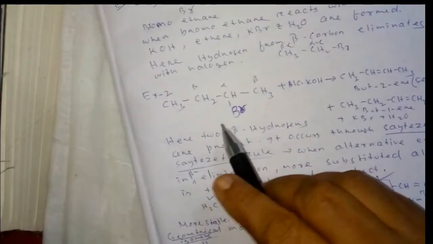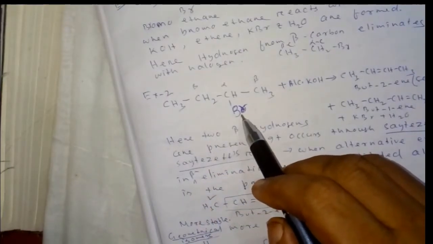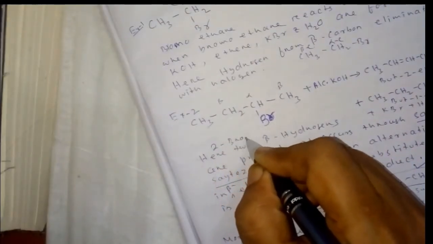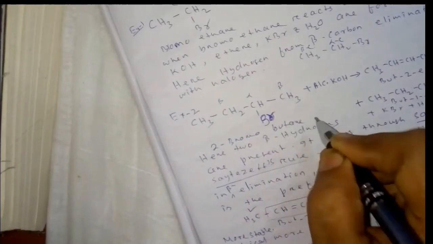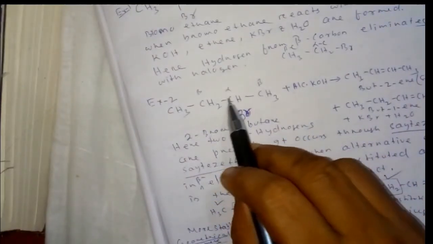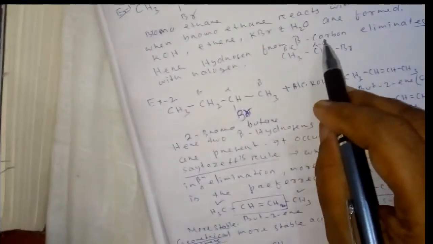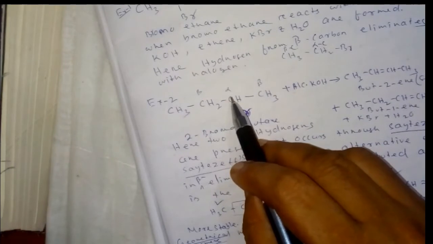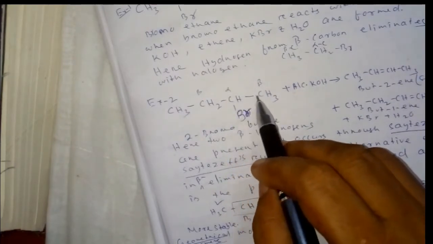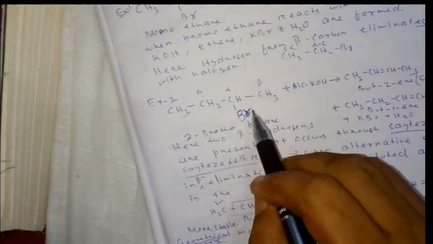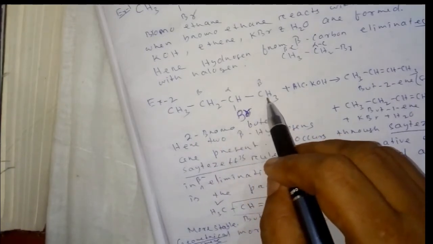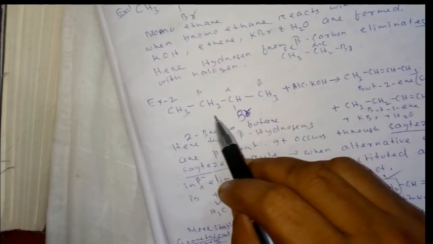When bromoethane reacts, as given in the literature, then example 2 is 2-bromobutane. Here two types of possibility are there. This is the alpha carbon, and these are the beta carbons. This is called beta elimination because hydrogen is eliminated from the beta carbon. The carbon to which Br is attached is called the alpha carbon. The neighboring or adjacent carbons are called beta carbons. Here H can be eliminated from here, or H can be eliminated from here.